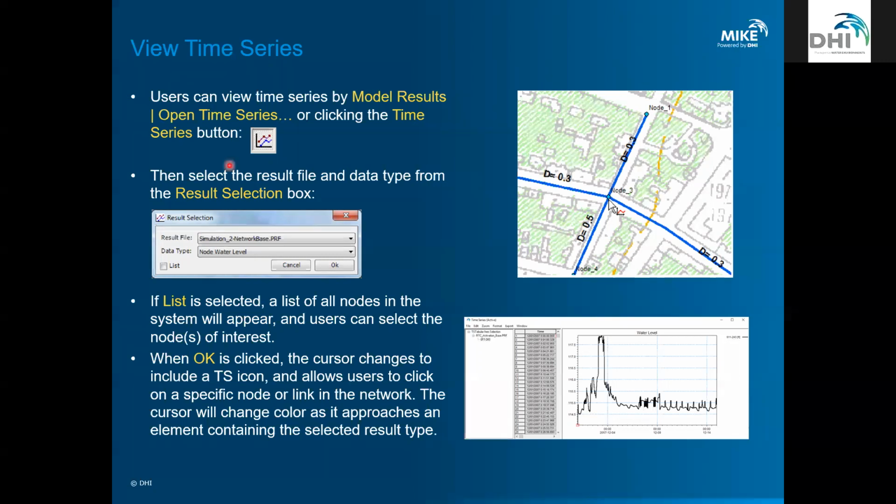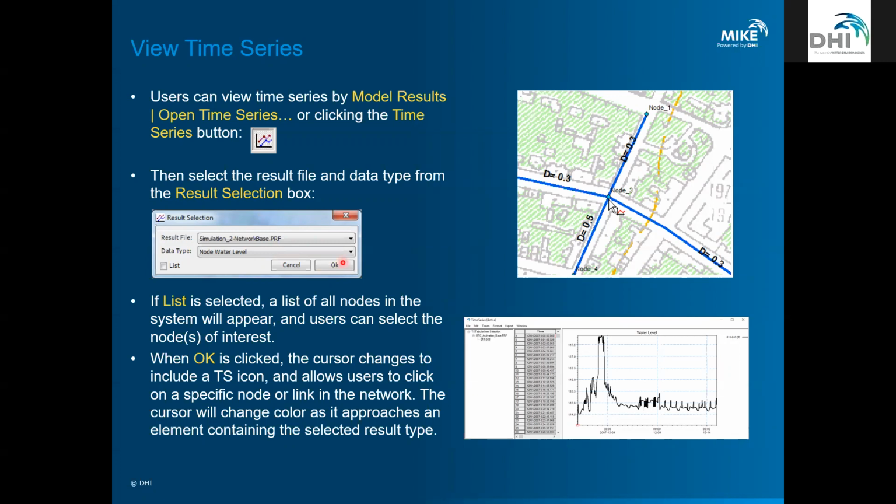So when you click on this, you're going to get this box called the result selection. And again, you're going to have a drop down of multiple options. So if you're looking at this simulation 2, and then which type of data you're looking at. So we're interested in water level. Other options would be pipe discharge, pump discharge, etc. So if you want to physically select it in the network, you'll just click OK.